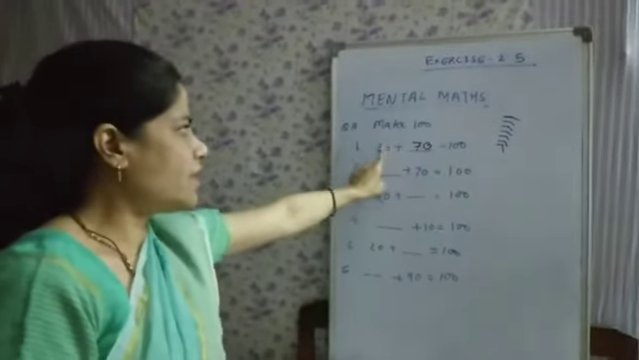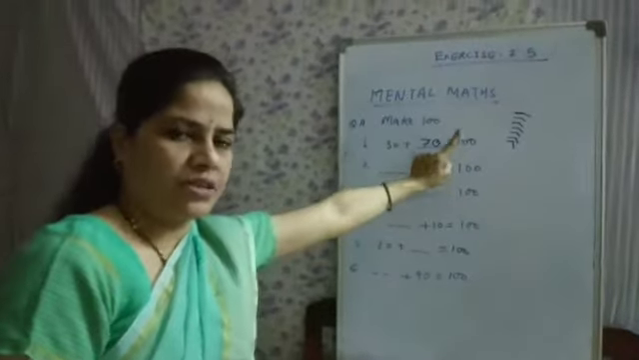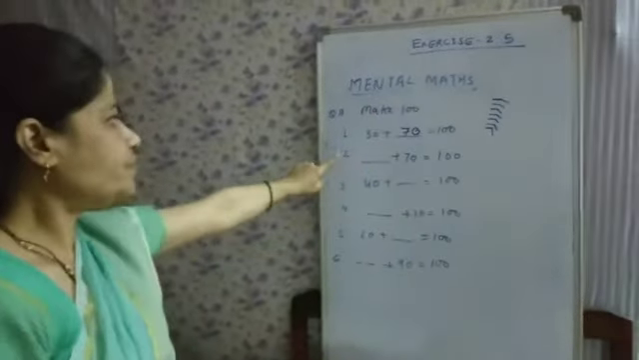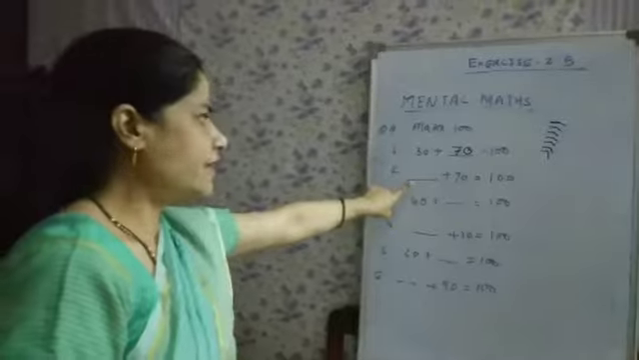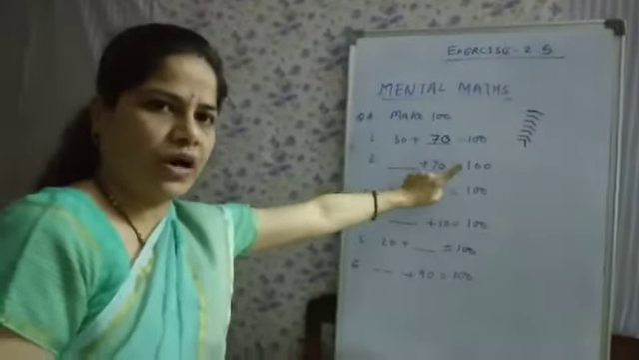When you add 70 and 30, you will get 100. This way you have to do. Okay. Next question is dash plus 70 equals to 100.